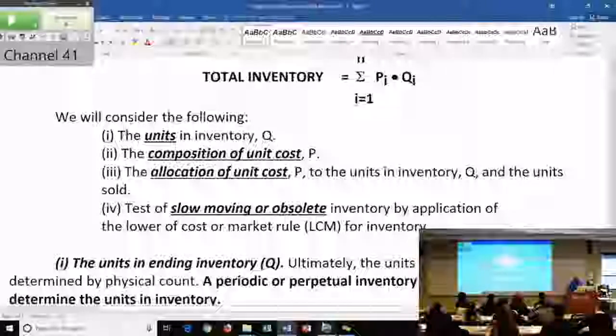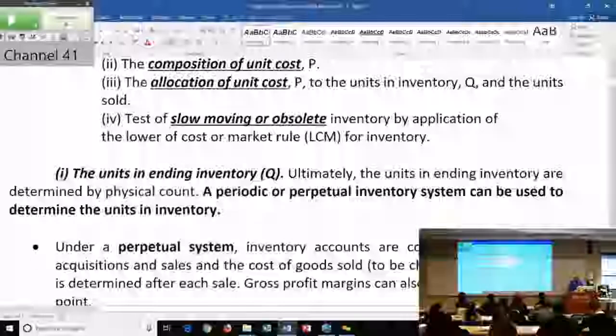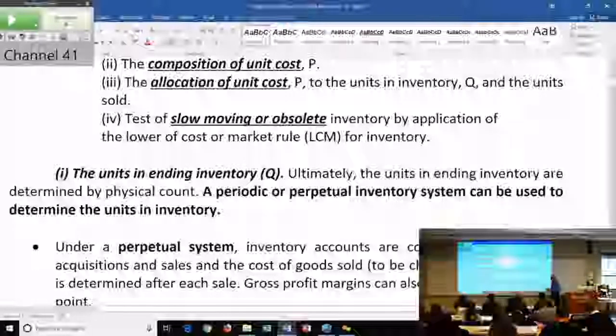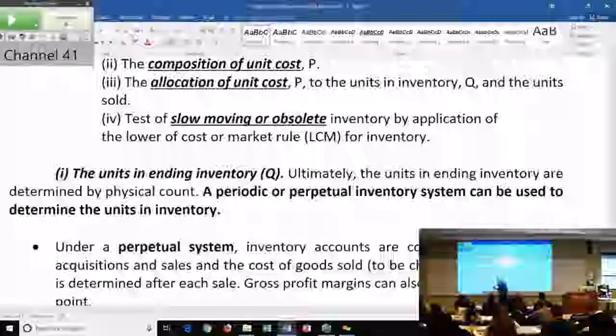So first, let's get the quantities. So when we look at the quantities, we know that we're going to be dealing with either a perpetual or a periodic inventory system. And our focus will be on perpetual. There's a periodic example in the notes that you can look at just to refresh your memory. But we're going to focus predominantly on perpetual. And in a perpetual inventory system, just think about buying something in a department store or working in a department store.